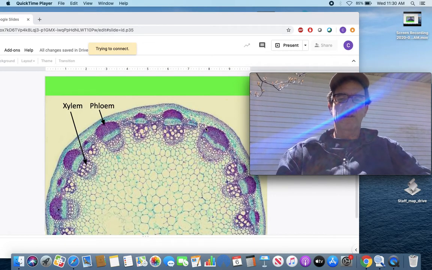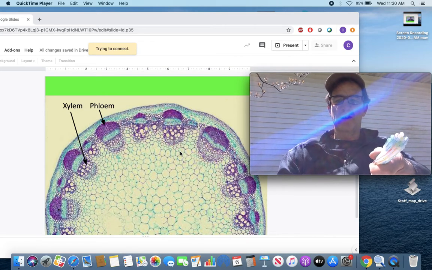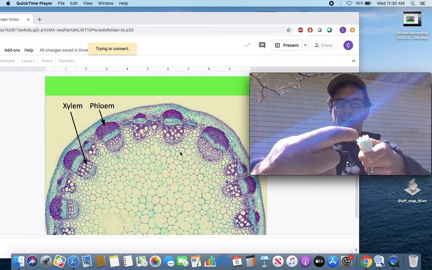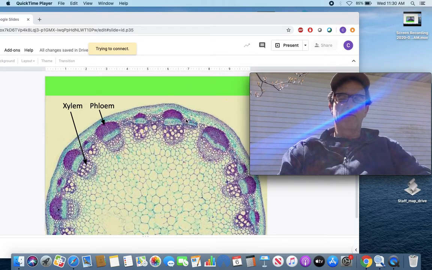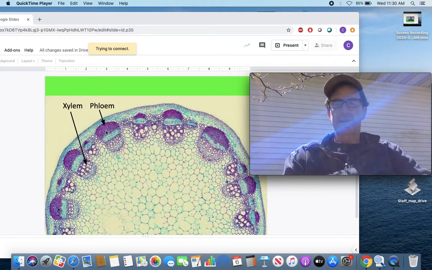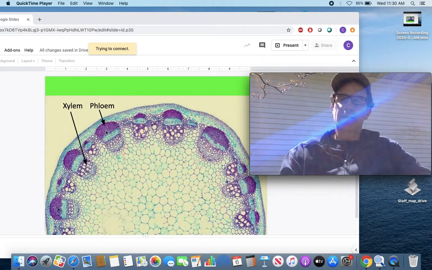This is a cross section of a plant stem, sort of like if I took this stem, cut it that way, and looked at it this way. A typical plant stem will have these vascular bundles. Each of these little dark rings is a vascular bundle. If you've ever eaten celery and got a stringy thing stuck in your teeth, that's basically a vascular bundle.